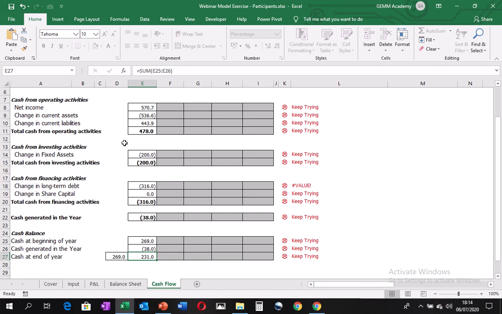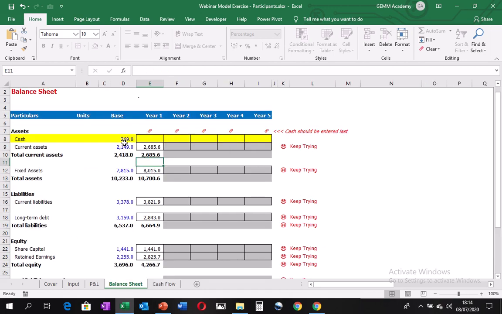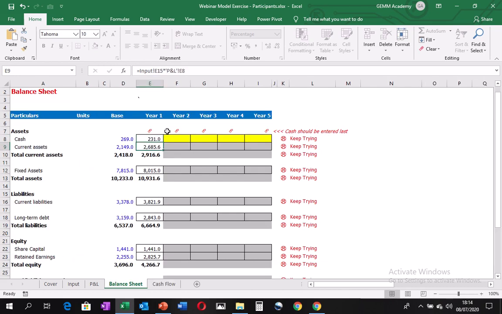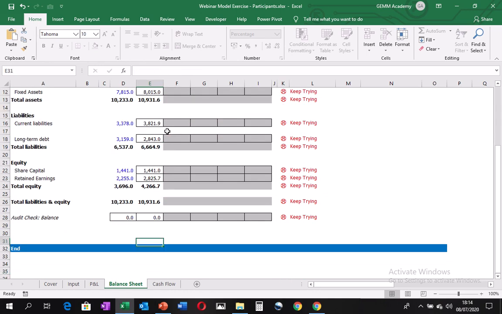Now let's go back to our balance sheet and link this ending cash balance to our balance sheet here. So equals, go to our cash flow statement and link to cash at the end of year 1, and see whether this balance sheet will balance. So that is it. The balance sheet actually balanced. So you have passed the first step, the second step, now the third step.